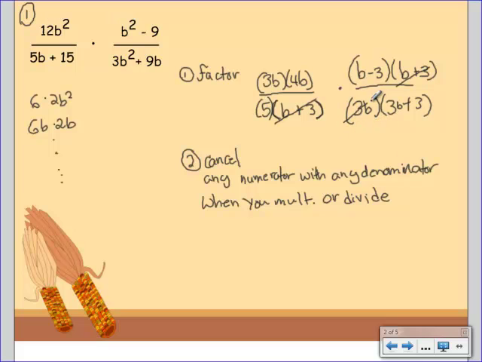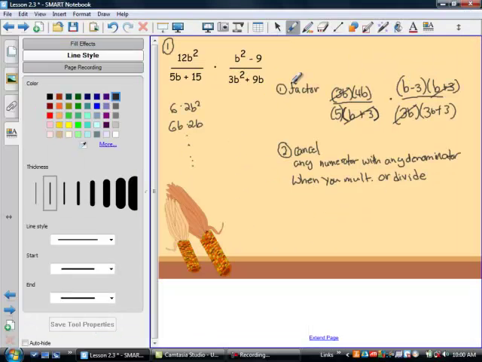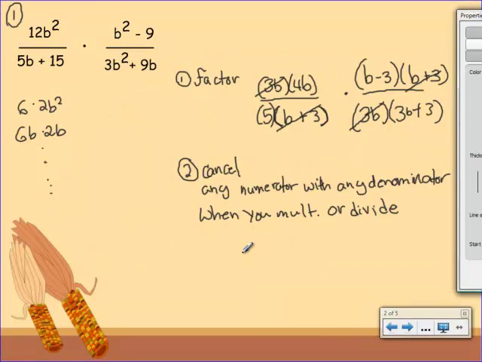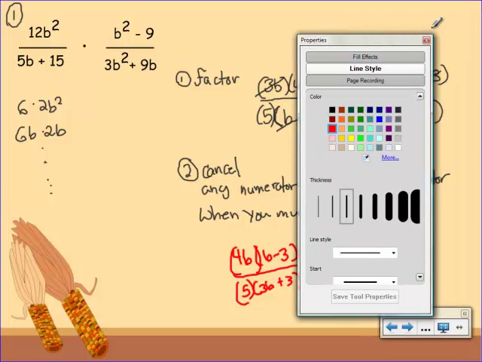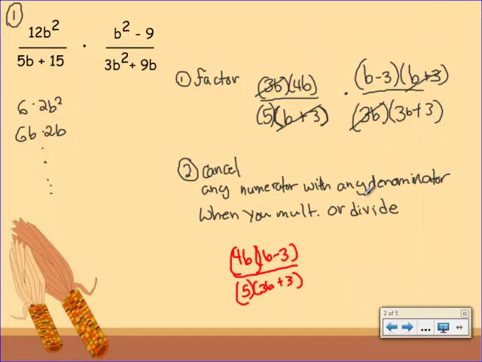So now I can cancel the 3b and the 3b, and I have a factor of 4b left over, but nowhere is there a 4b to cancel. Same like here, I have a b minus 3, I have a 3b plus 3. I don't see any more factors the same. So my final answer is b minus 3, and 5, 3b plus 3. And that's it.